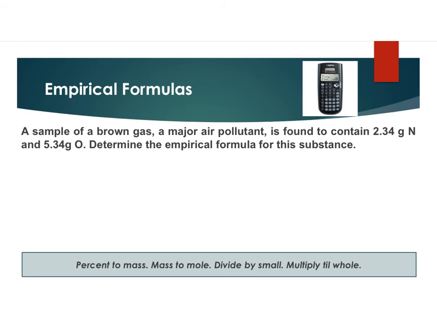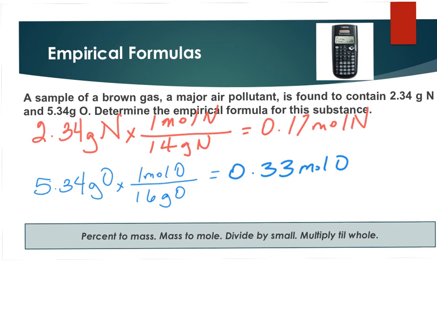Okay, it says a sample of brown gas, a major air pollutant, is found to contain 2.34 grams of nitrogen and 5.34 grams of oxygen. Determine the empirical formula for the substance. I'd encourage you to pause this and come back and see how you did, but I'm going to go ahead and work it. Hopefully you got at least this far.